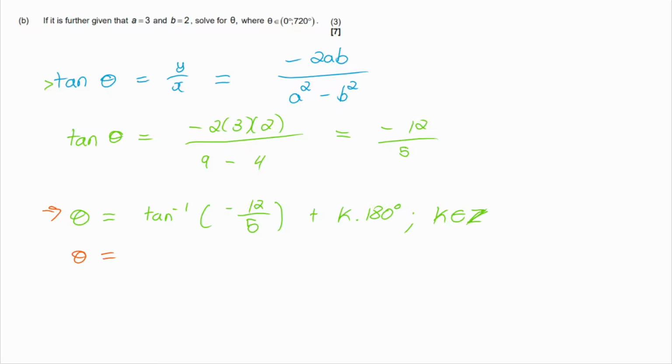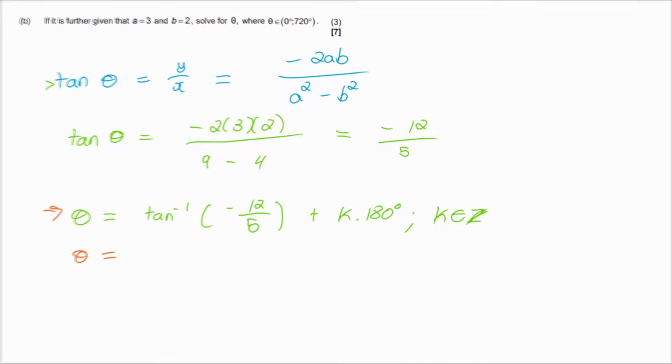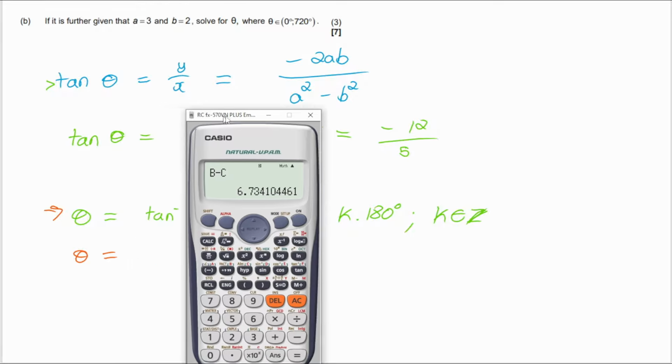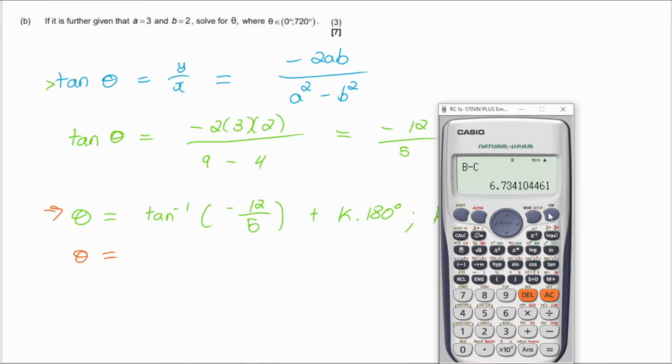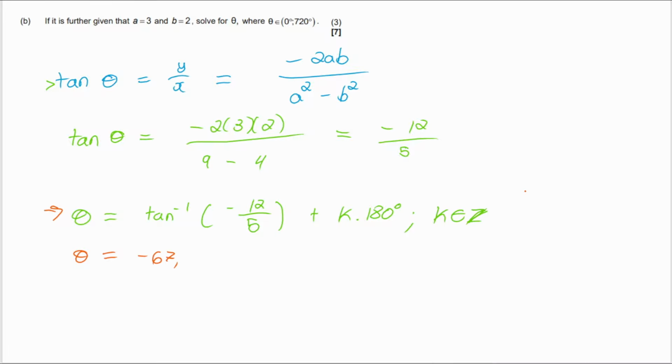So let's put this in our calculator. Let me show you what we get when we do that. So we just say shift tan of negative 12 over 5. And that gives us negative 67.38, negative 67.38 degrees plus K180. Okay, we'll round to 1 decimal place in our final answers.